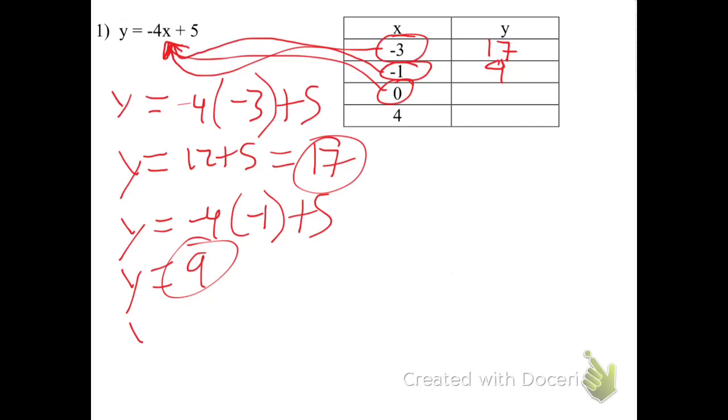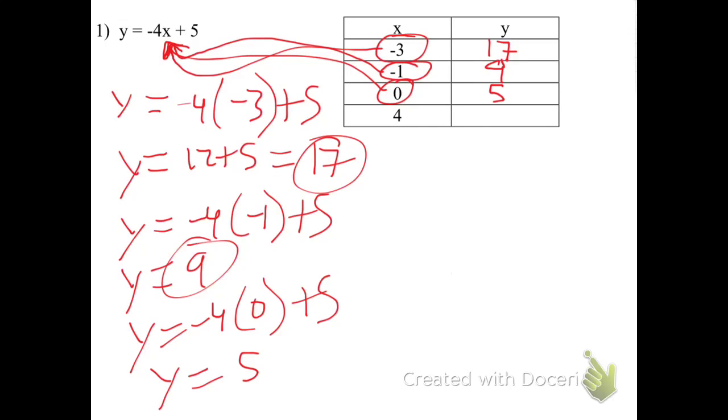So here are our values. We got y equals -4 times 0. That's 0, by the way. Add 5. So if you do -4 times 0, which is 0, add 5, you get 5. And that's going to go in our table here.